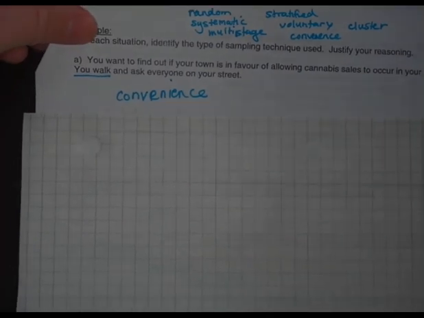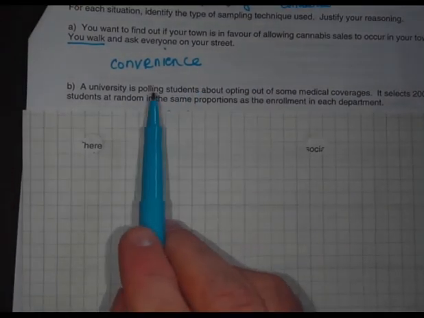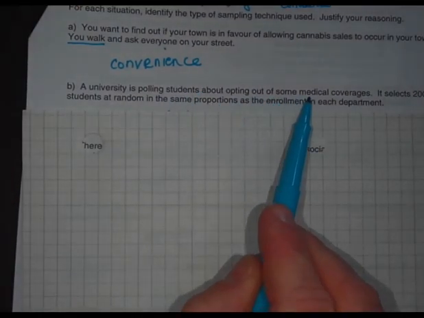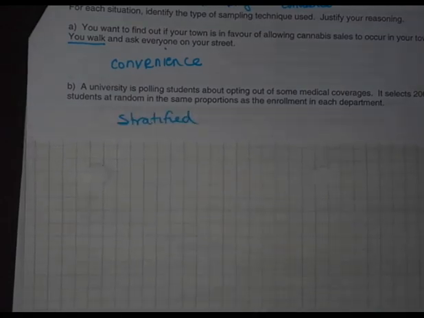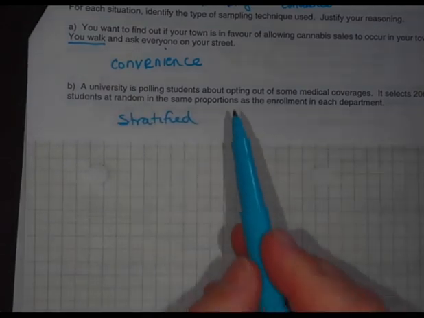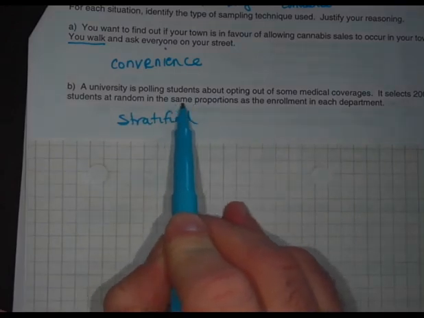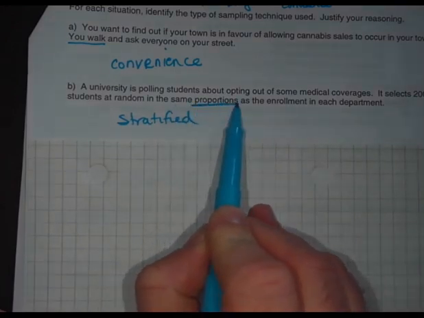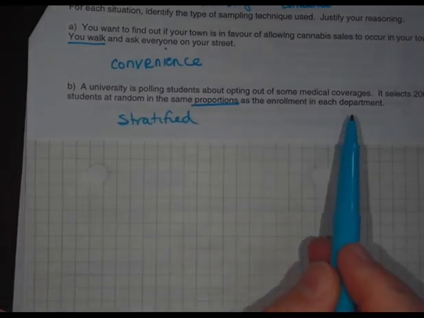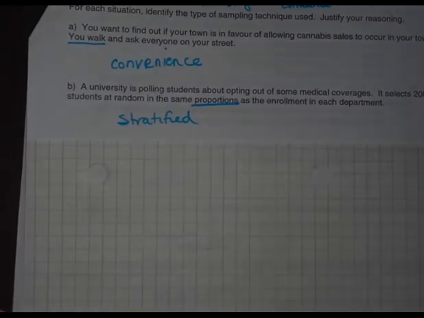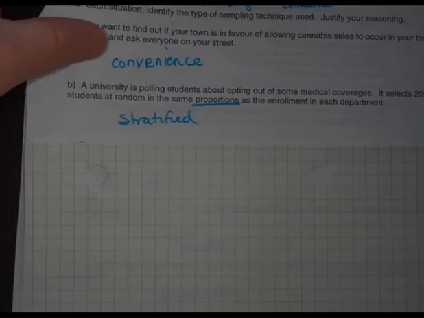All right, second one. The university is polling students about opting out of some medical coverages. It selects 200 students at random in the same proportions as the enrollment in each department. Hopefully you said stratified, and hopefully you saw the same key word here is proportion. All right, so the same proportion in each department. So you have specifically picked a number from each department that has the same ratio.